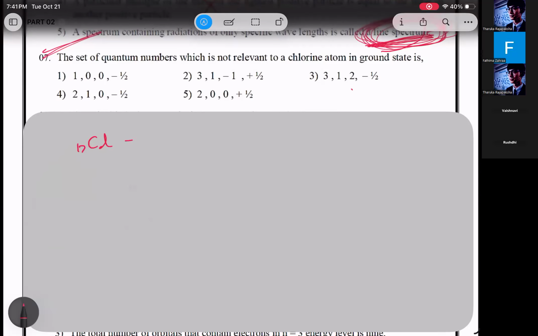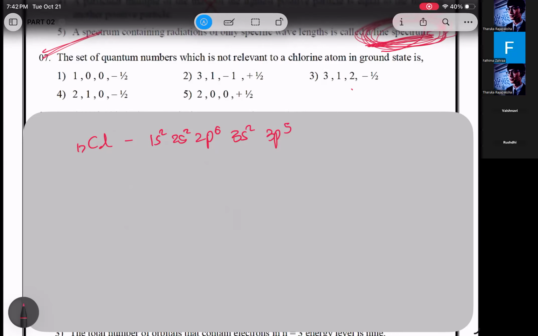17. So chlorine I can write 1s2, 2s2, 2p6, 3s2, 3p6, 3p6 නෙමෙයි 3p5 නේ. Yeah, 3p5. So here you go. This is the electronic configuration of chlorine. They are asking which is not relevant, which is not correct කියලා තමයි අහන්නේ.